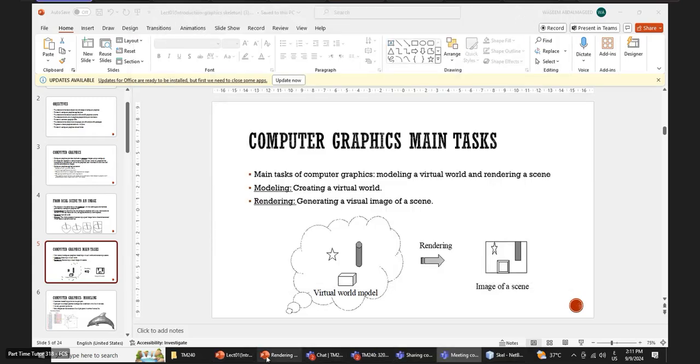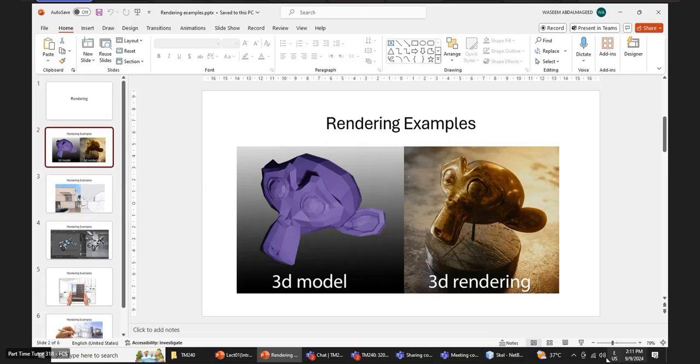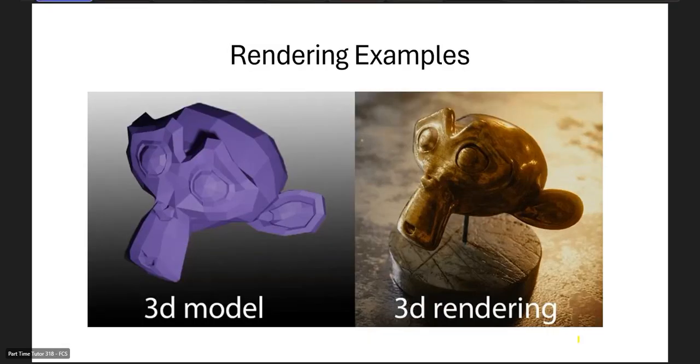Okay, so here I prepared some slides for rendering. Here you can see the difference between the modeling and the rendering. To the left, we have the 3D model. You can see that to create this 3D model, we made some simplification. We are using some polygons to create this model. So these are the polygons that you are using to create this model. We are combining the different polygons together to form the 3D model.